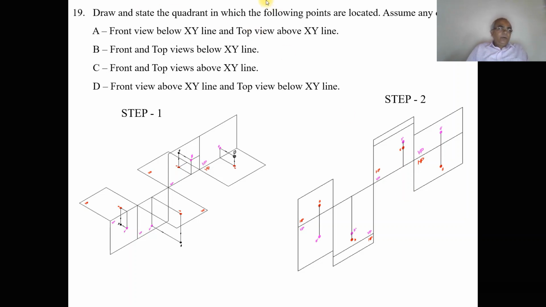In this video, we are going to discuss how to draw the problem by using the combination of quadrants. Draw and state the quadrants in which the following points are located. Assume any distances. Capital A, front view below XY line and top view above XY line. B, front and top view below XY line, and C, front and top views above XY line, and D, front view above XY line and top view below XY line.